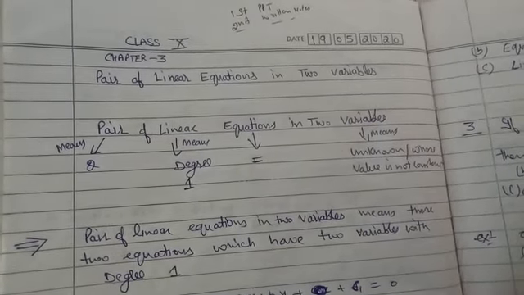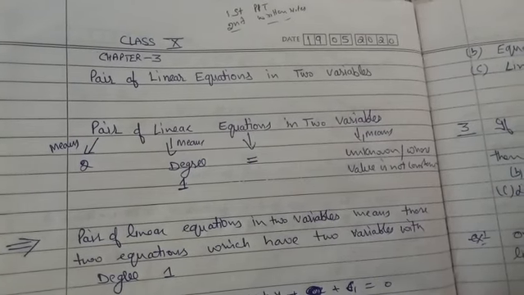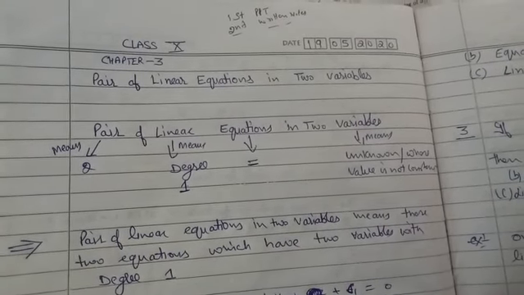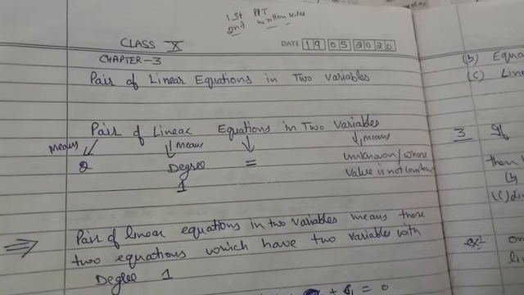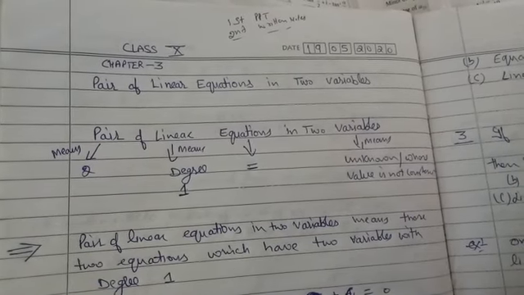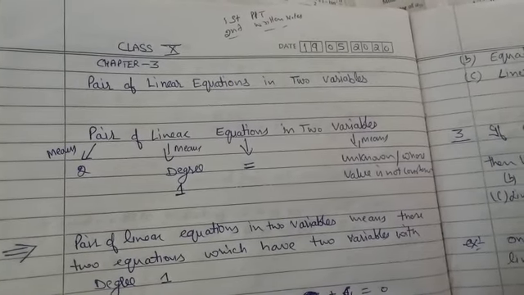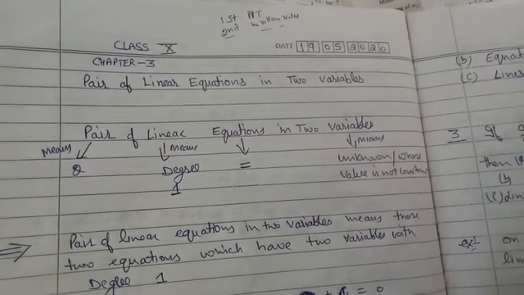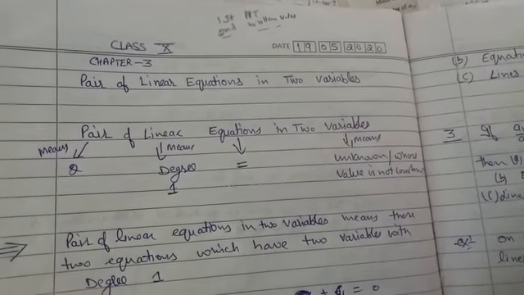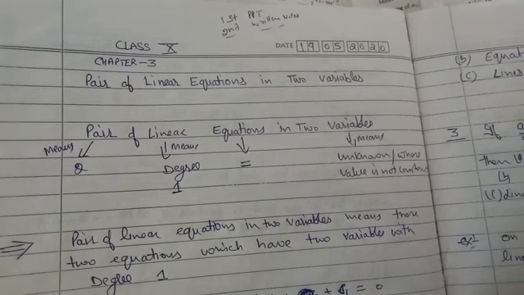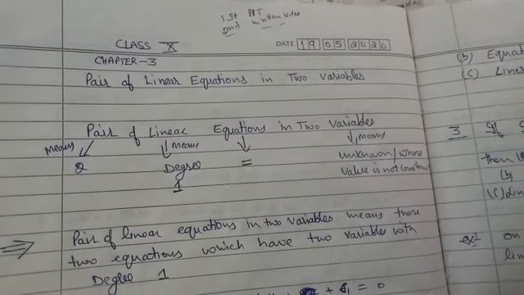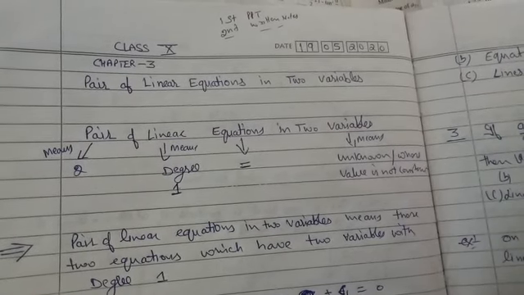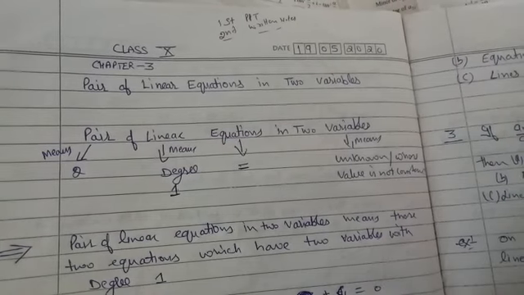So, as we know, before the holidays, we were studying the chapter pair of linear equations in two variables. So today, in this class, I will revise the concepts we studied before the holidays. The chapter name is chapter number 3, and the name of the chapter is pair of linear equations in two variables.